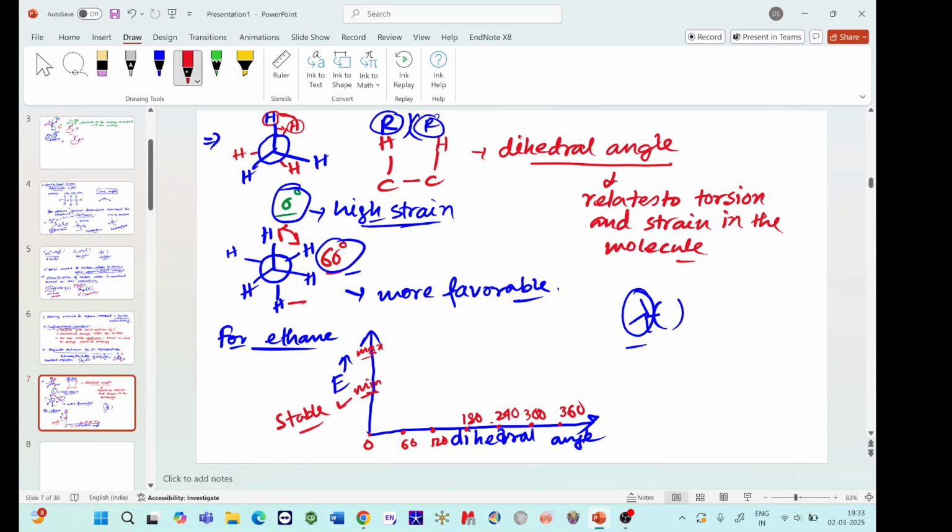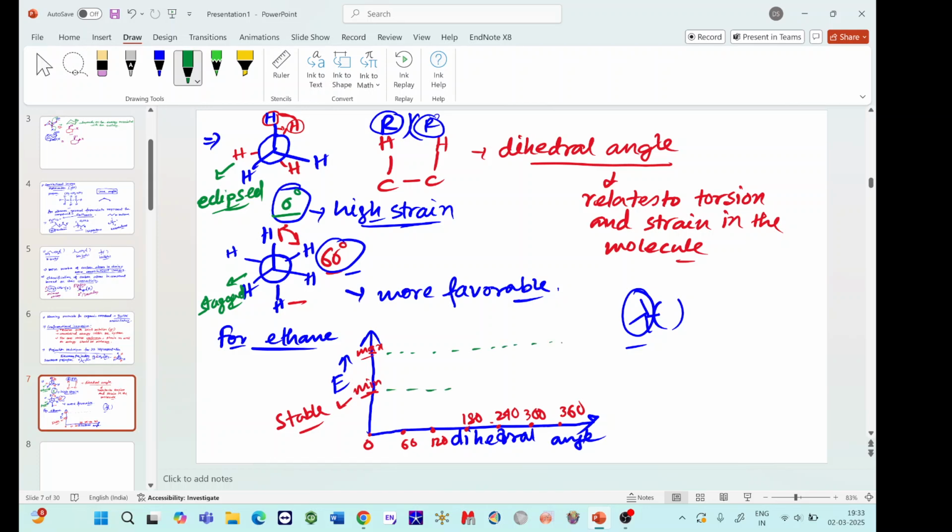I forgot to tell you, this has a name. When the dihedral angle is 0, this is called eclipsed. You already know of this term, I am just giving a recap. And this is called staggered. So this is called eclipsed, and this is called staggered. Now I can draw a virtual energy line.